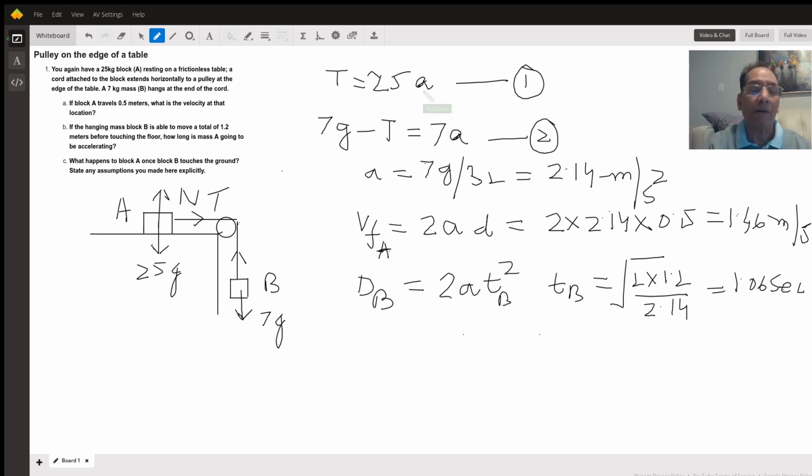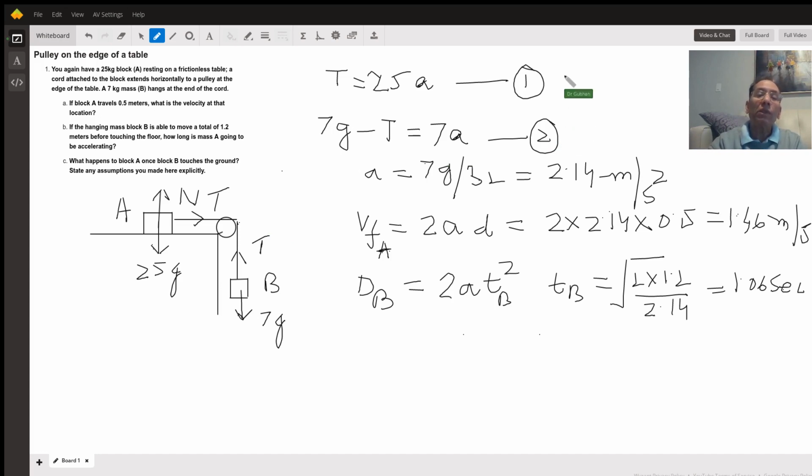That is equation 1. Likewise, if you draw the free body diagram of mass B, it has 7 kilograms of mass, so 7g is acting downwards, and tension T is acting upwards. This tension is the same as here because it's a single cord, and therefore the equation becomes 7g minus tension is the net downward force, that is mass into acceleration. So this is equation 1, this is equation 2.